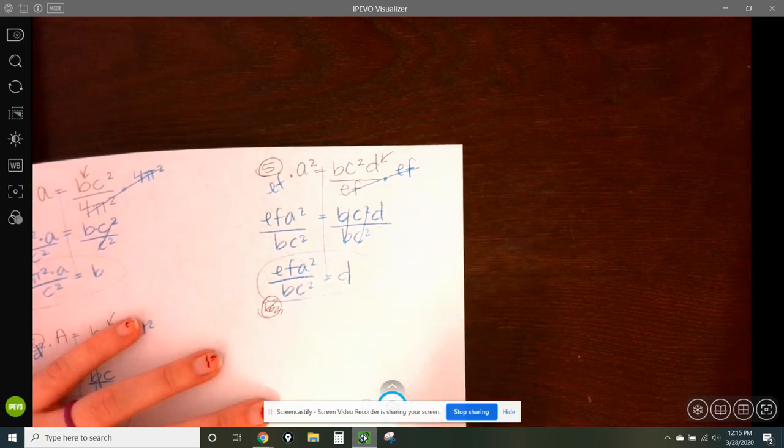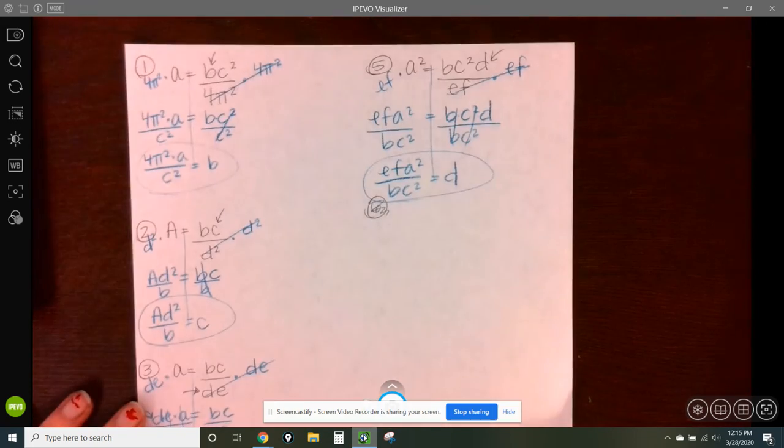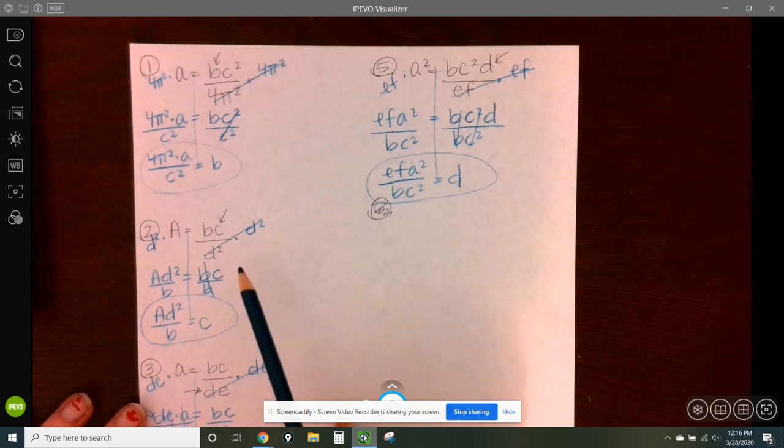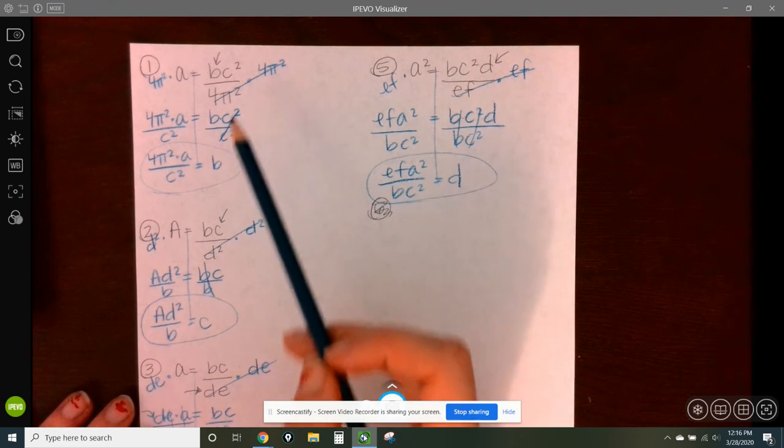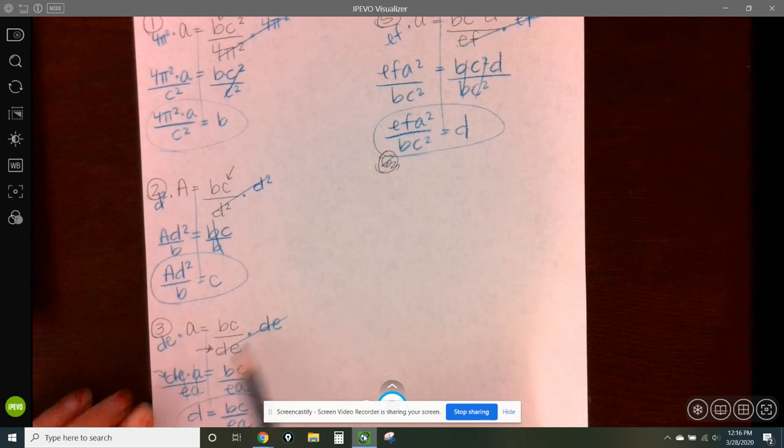Okay. All right, so on every single one of these for this project, they're all fractions. So remember to first multiply by the denominator. And sometimes you're solving for the thing in the denominator too.